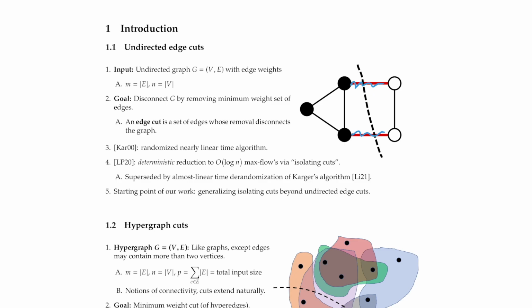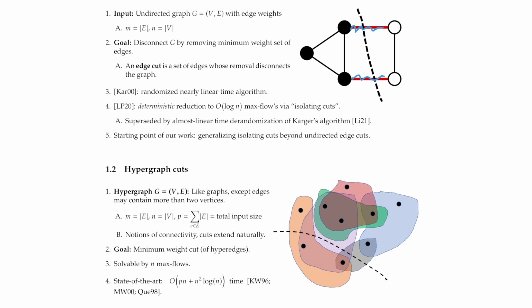So Li and Panigrahi showed that you can give a deterministic reduction from global min cut to logarithmically many max flows via this very interesting idea of isolating cuts. As far as de-randomizing Karger's algorithm goes, this was actually improved in follow-up work by Li, who more directly de-randomized Karger's algorithm. But we're really interested in this idea of isolating cuts, and so the starting point of our work is trying to generalize this and explore this idea beyond this setting of undirected edge cuts.